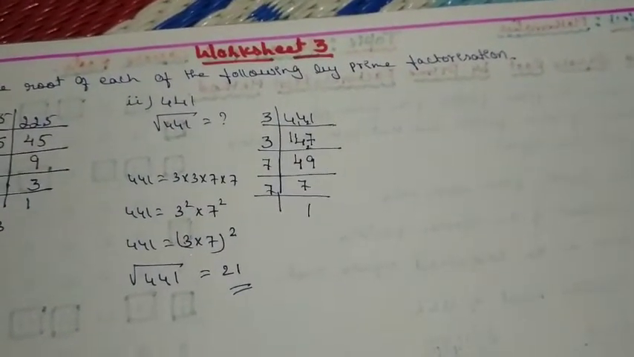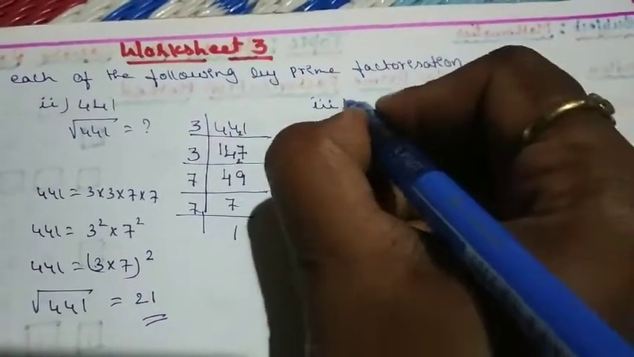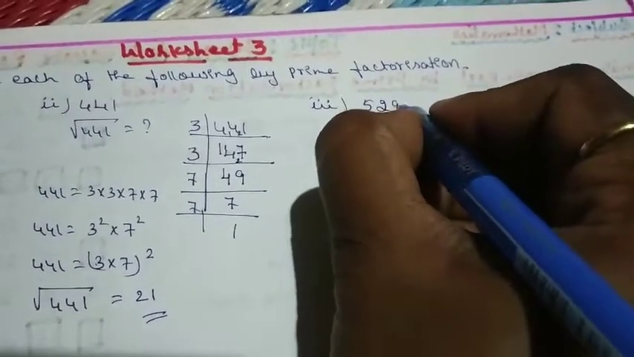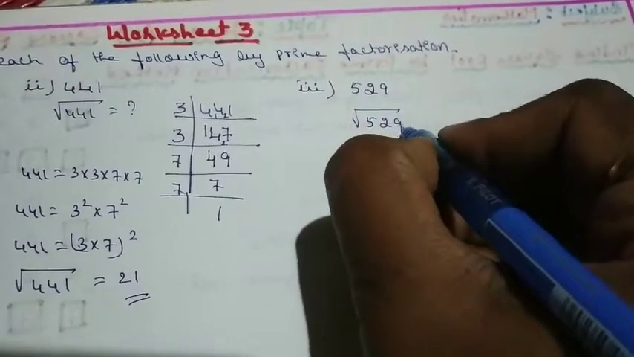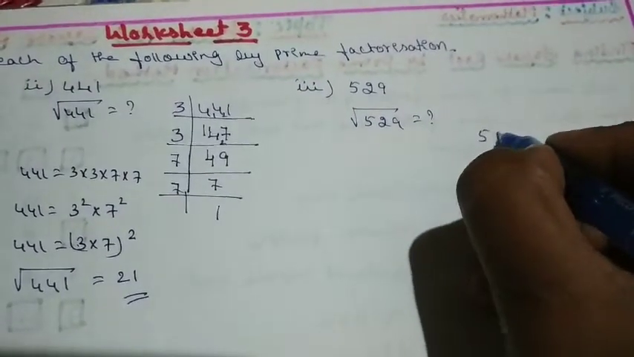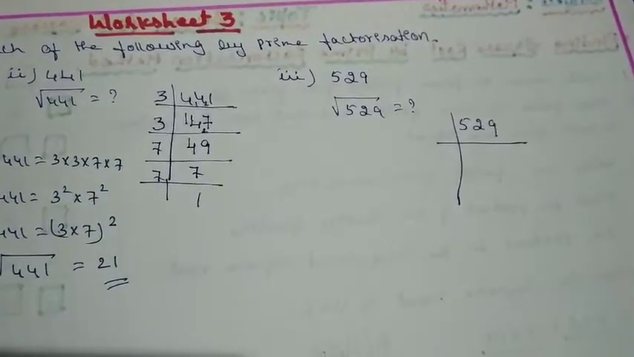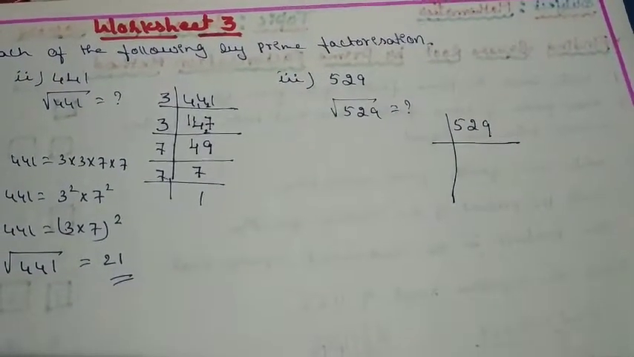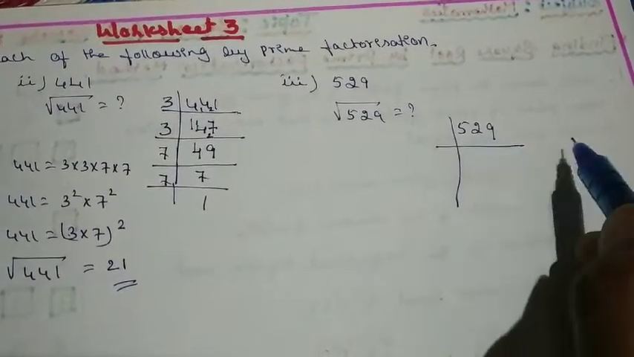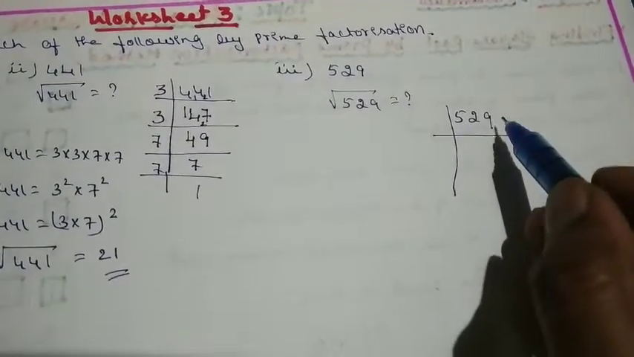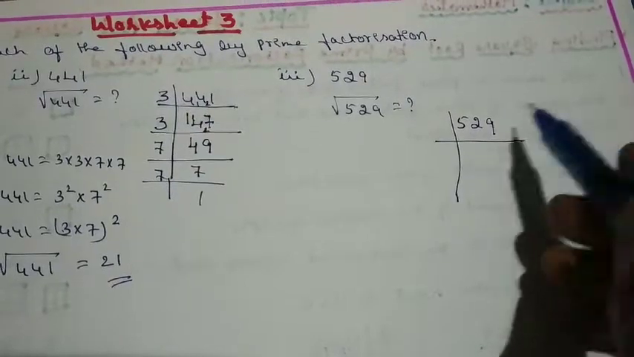Now let me move to the third question. It is 529, asking to find the square root of 529. Since its unit place is 9, it doesn't come in the 2 table. Now check it with 3: 9 plus 2 is 11, 11 plus 5 is 16. Does it come in the 3 table? No. Next prime number is 5. It should end with 0 or 5 in the units place. It is not so, so it doesn't come in the 5 table.